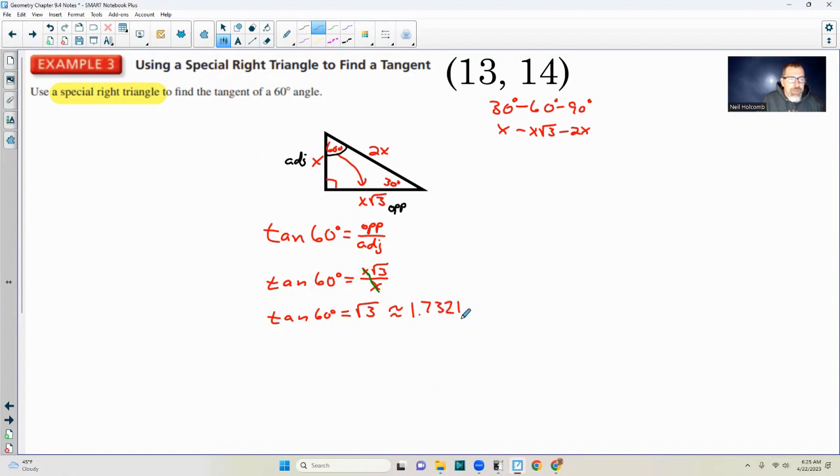Okay, so that's how you use your special right triangles that we did in 9.2 to find the lengths of sides when you don't have any of the lengths. They told us that the angle was 60 degrees, and that was it. They didn't tell us a side that was opposite. They did not tell us a side that was adjacent. There are no side lengths, but you can use your special right triangles to do those.